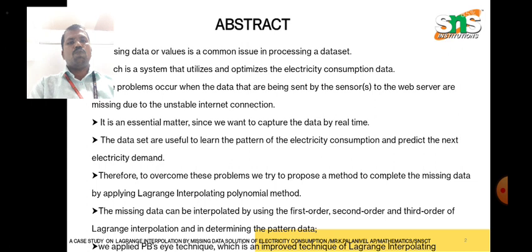Therefore, to overcome these problems, we propose a method to complete the missing data by applying the Lagrange interpolating polynomial method. The missing data can be interpolated by using the first, second and third order of Lagrange interpolation and in determining the pattern data.